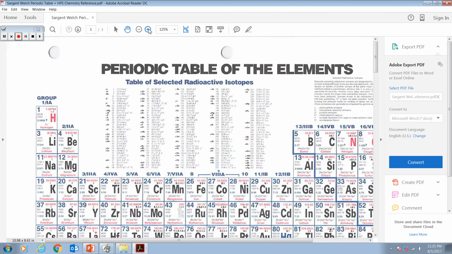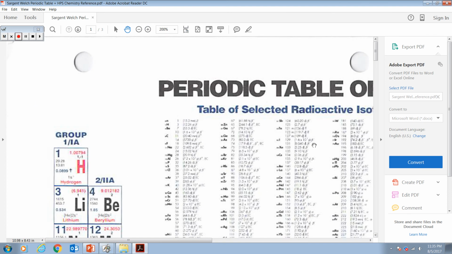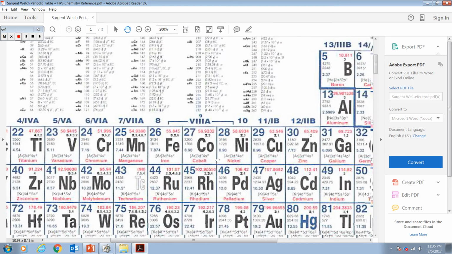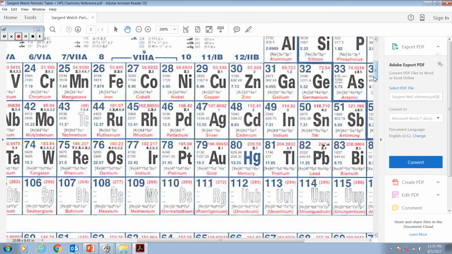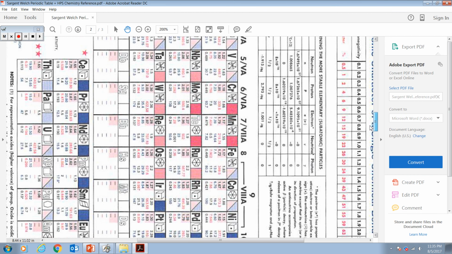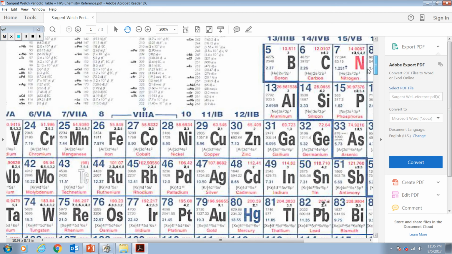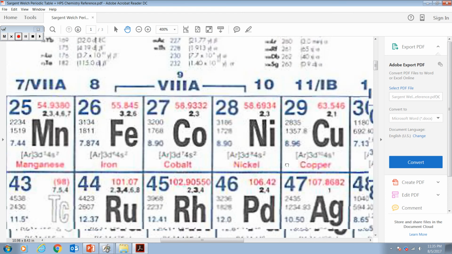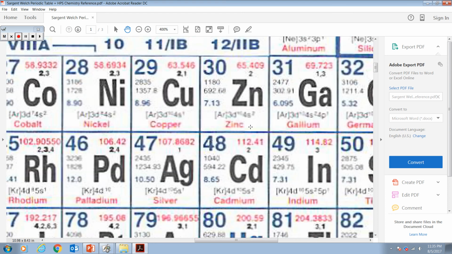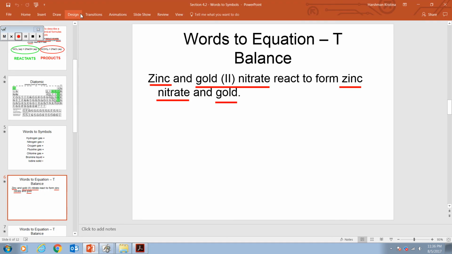You're going to go to, there's 2 sides to it. One side has geometric pictures. You're going to go to the other side. You're going to find zinc. And zinc is right here. There is a bold number above the zinc, which is 2, which means that its most common oxidation number is 2. In fact, zinc only has 1 oxidation number.